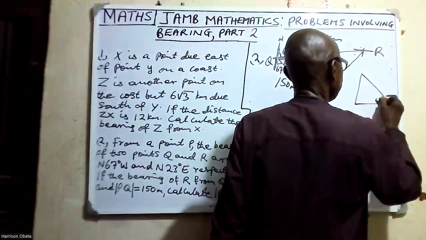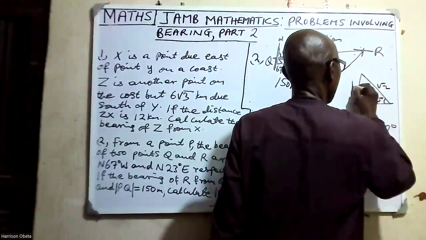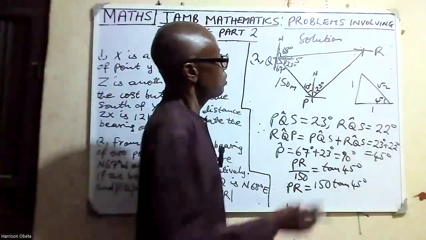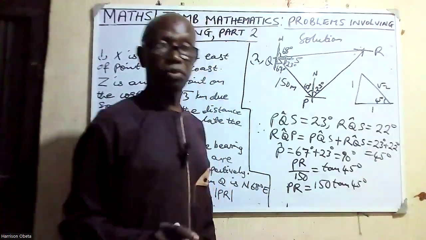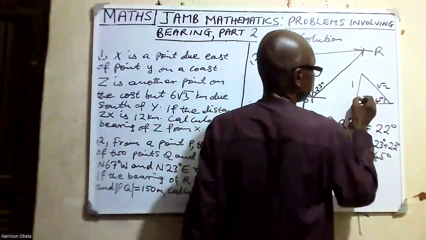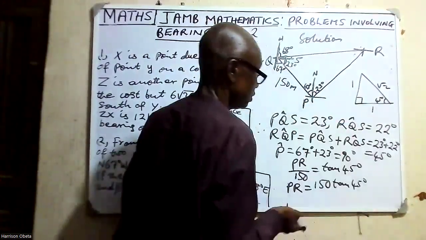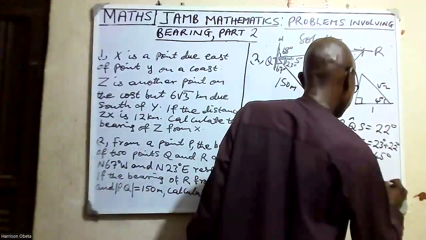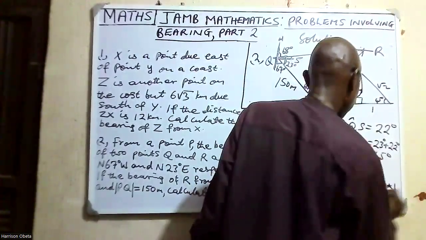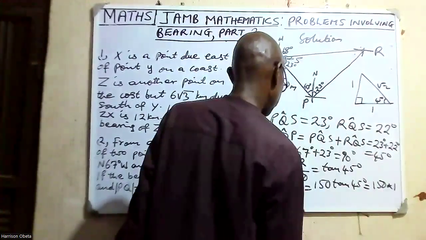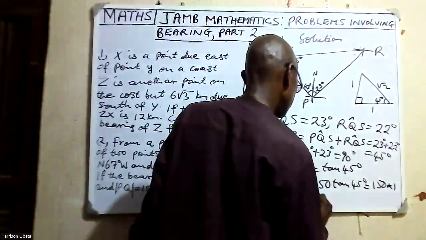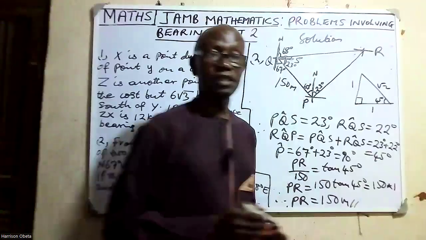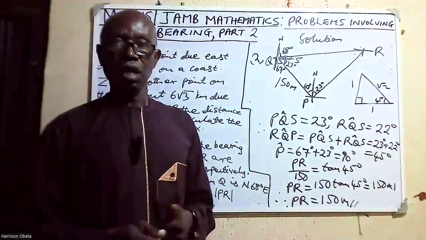But if you use the formula I gave you before, you can just quickly do this. This is 45, root 2, 1, 1. We are talking of tan, so tan here will be 1 over 1, that is opposite over adjacent. That means tan 45 is 1. So this is equal to 150 times 1. Therefore, PR is equal to 150 meters. And that is the answer to question number 2.